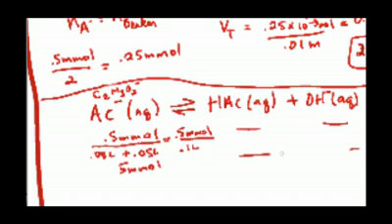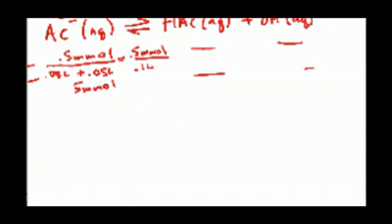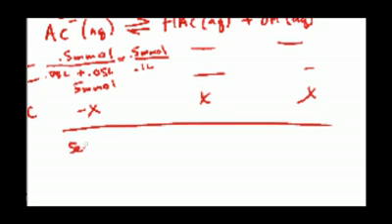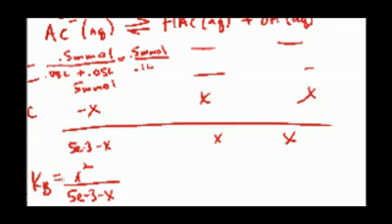Nothing here, nothing here, so it's still initial, big initial right there. And then the change would be minus x here, plus x there, plus x there. So we have 5e-3 minus x, x, x, so x squared over 5e-3 minus x. Now this is going to be equal to your Kb. Well, we don't know Kb, but remember that Kw over Ka can give me my Kb. Kw is 1 times 10 to the negative 14, divided by that 1.8 times 10 to the negative 5, which gives you the Kb of 5.56 times 10 to the negative 10.